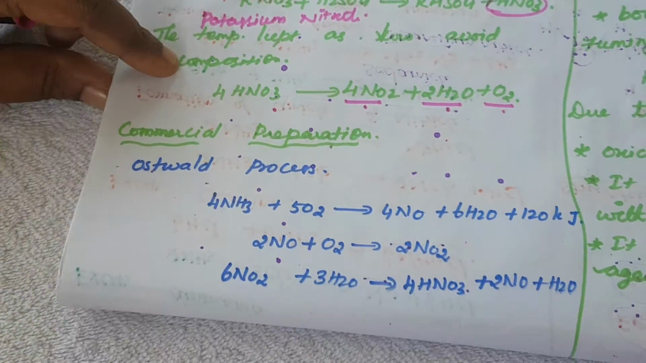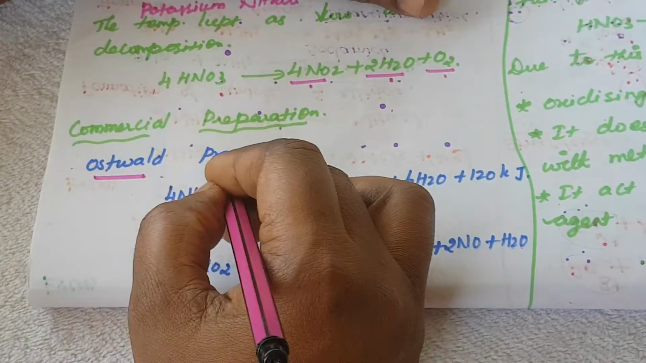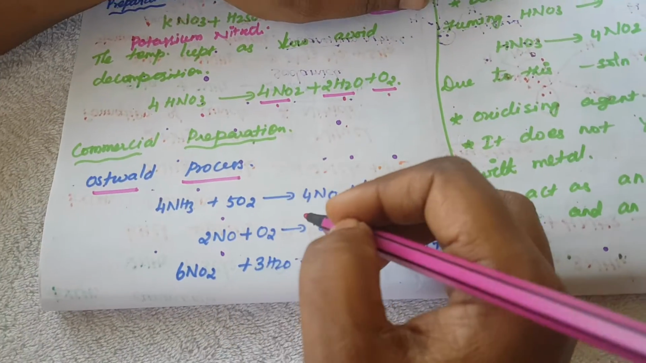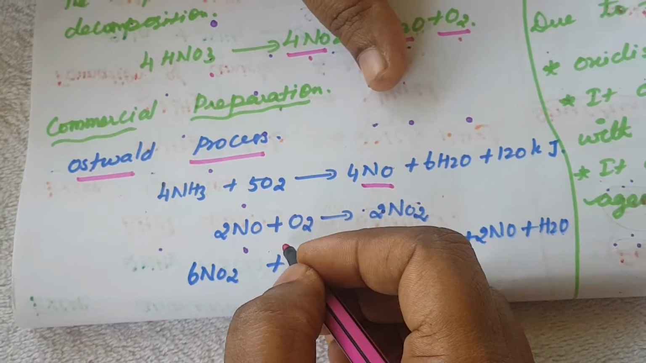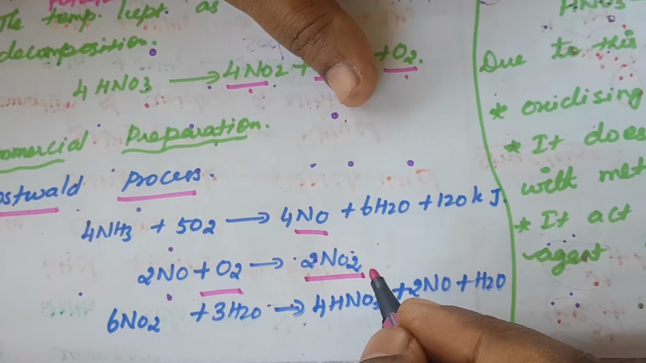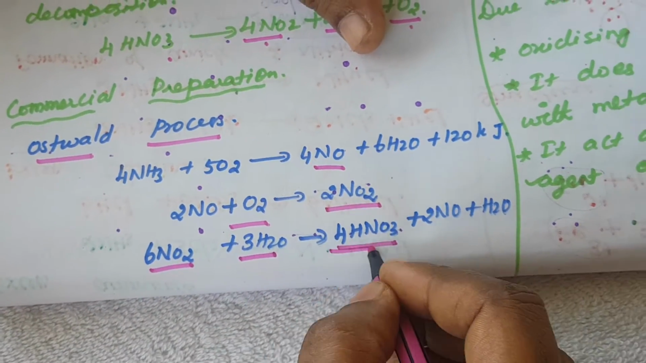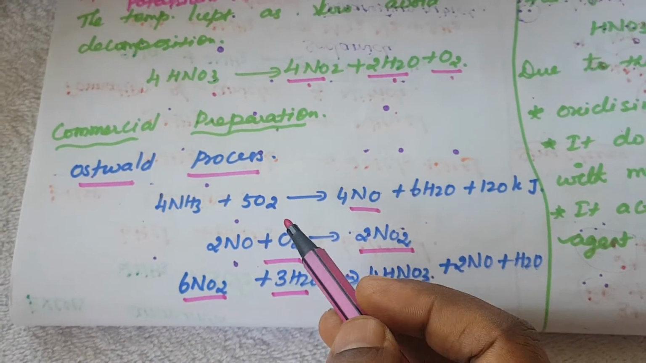How is it prepared commercially? That is the Ostwald process. We studied the Ostwald process in the previous year. What is the Ostwald process? Ammonia reacts with oxygen to form nitric oxide. This nitric oxide reacts with oxygen to form nitrogen dioxide. This nitrogen dioxide reacts with water to form nitric acid. These three equations are continuous.